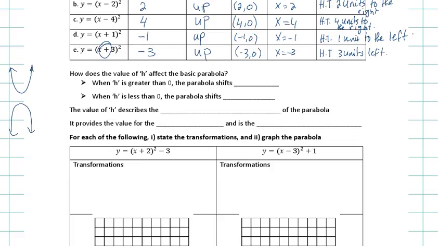So, when h is greater than 0, how would it look in your function? It looks minus. Okay? When h is greater than 0, then you're going to see this. It's going to look like minus inside your equation. The parabola shifts to the right. When h is less than 0, it's going to look like x plus h squared, right? And the parabola shifts to the left.